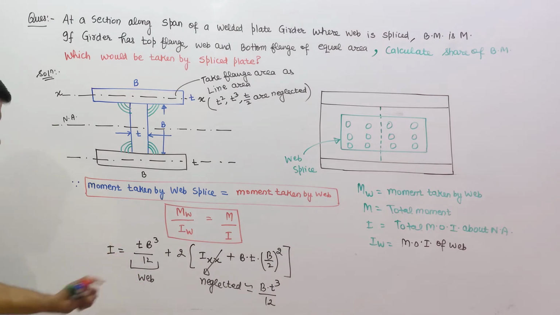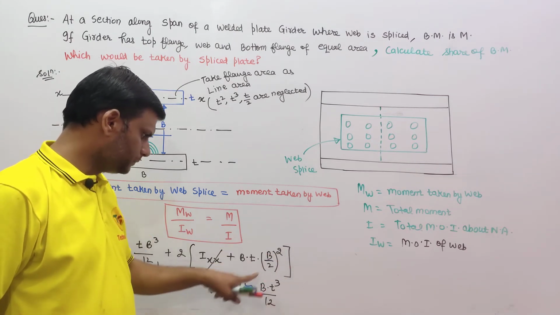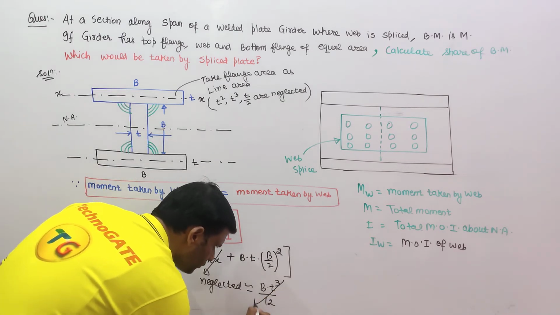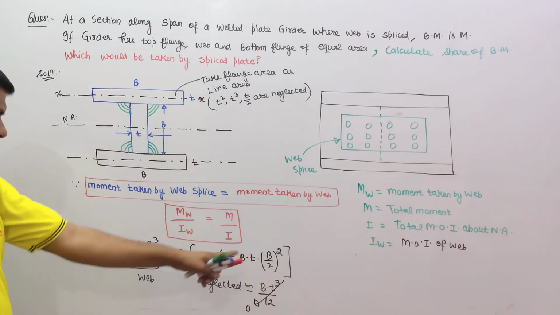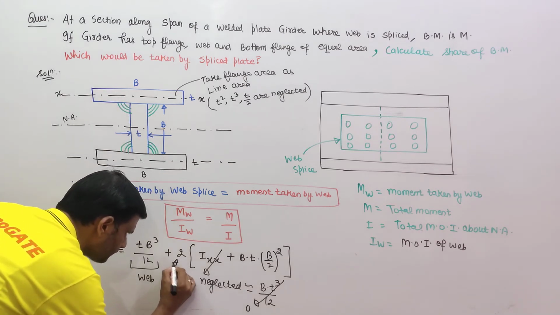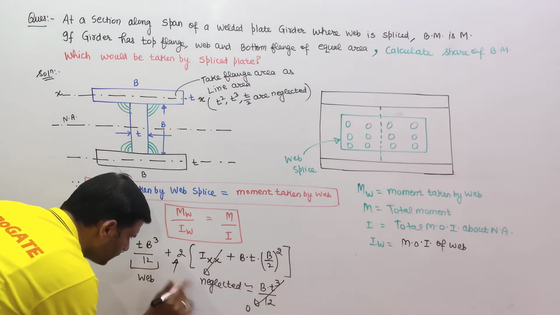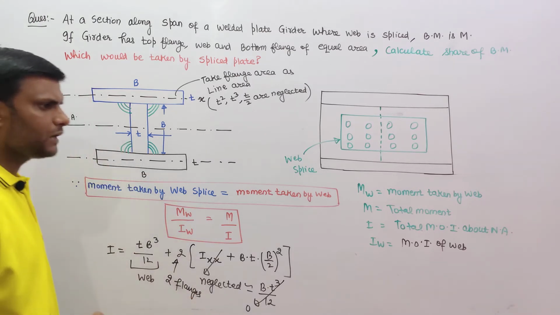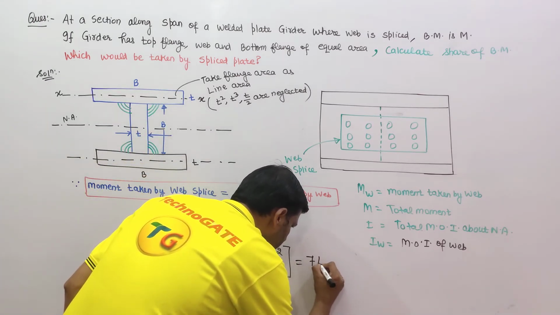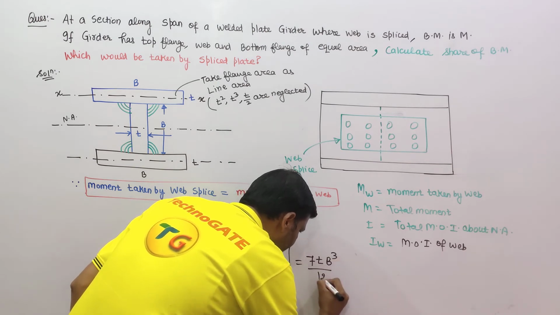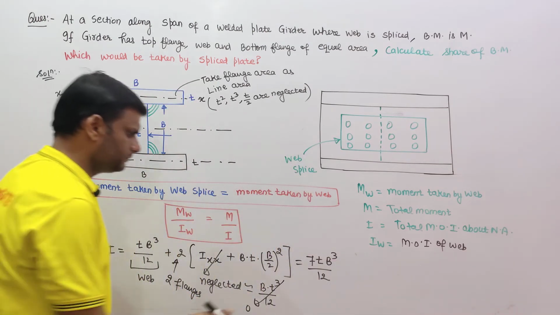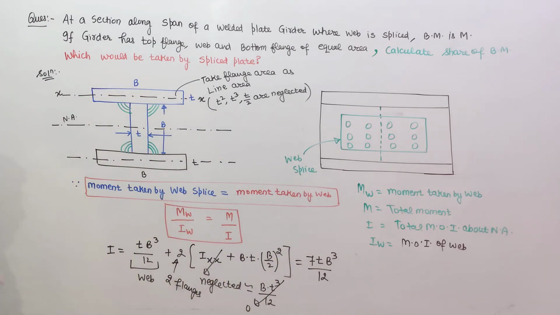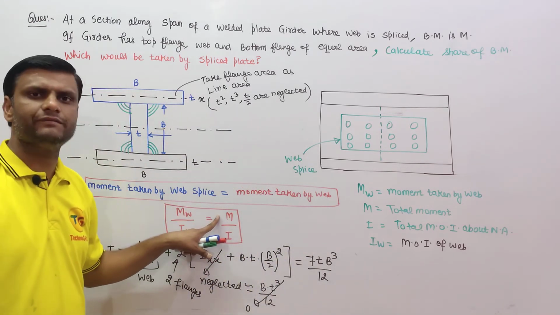t b cube by 12, plus 2 times b cube t divided by 2, for the 2 flanges. So after calculation, I found the value of I as 7 t b cube by 12. Okay. Now moment is given.